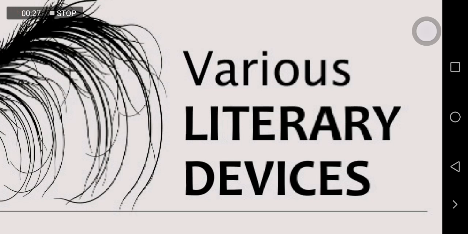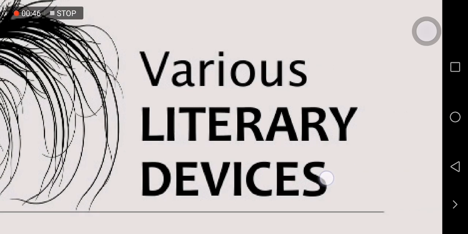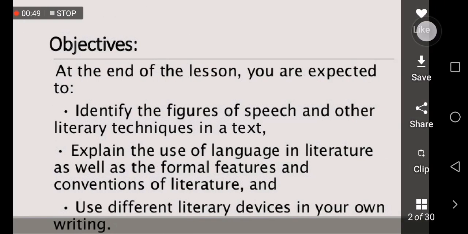Let's go straight to literary devices, and let me tell you also that these literary devices are meant for secondary and senior secondary students, and they may also serve a purpose for those students who are in their bachelor's and master's. So without wasting any time, let's go straight to objectives first.